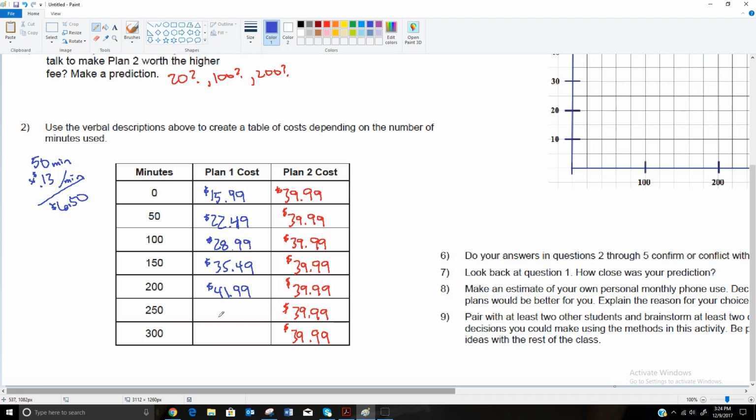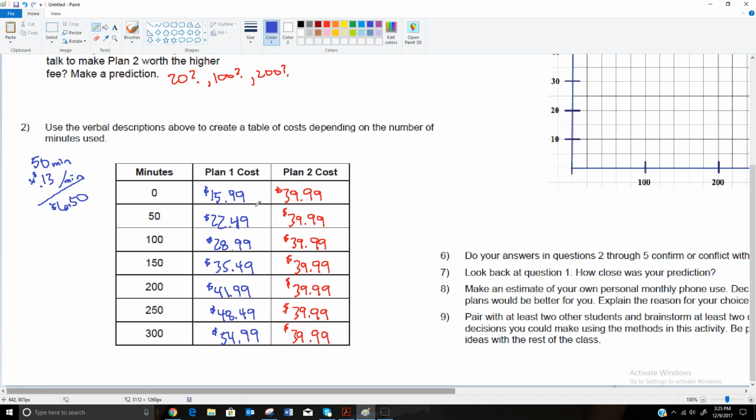Then $28.49. And then $54.99. So you'll notice when we get to 300 minutes, Plan 1 is definitely more expensive than Plan 2. If you talked 300 minutes, you would not want to get Plan 1. You would want to get Plan 2.